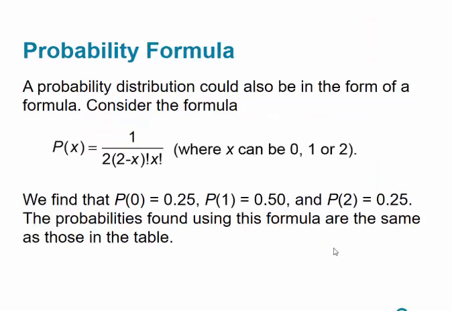Another way to demonstrate a probability distribution is using a probability formula. A probability distribution can also be a formula. We have this formula: P(x) = 1 / (2 × (2 − x)! × x!), where x can be either 0, 1, or 2. Using this formula, P(0) is 0.25, P(1) is 0.5, and P(2) is 0.25. These are the same probabilities that we found previously.